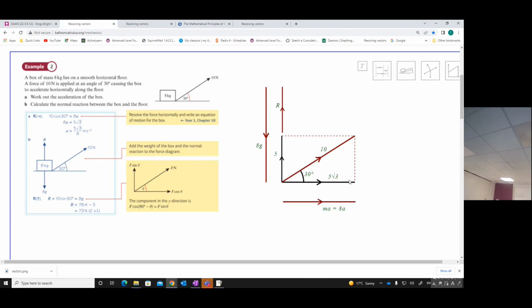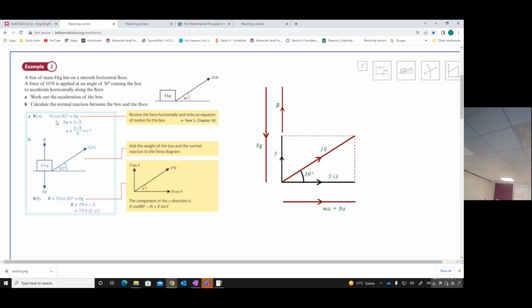Do that kind of thing when you're doing this. Don't be a slave to sine and cosine and therefore your calculator. So now, the question: work out the acceleration of the box.